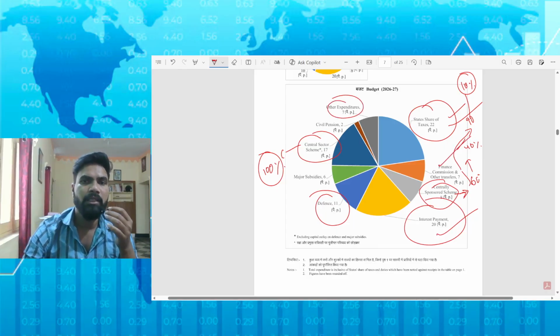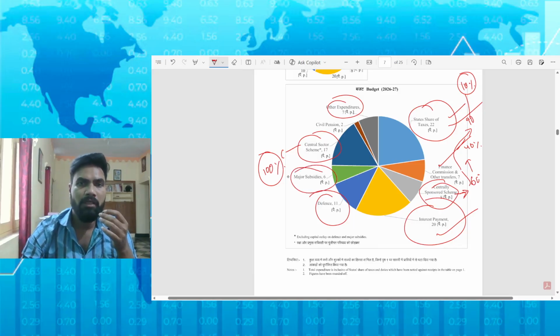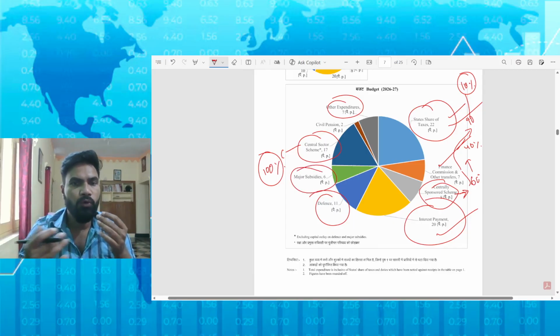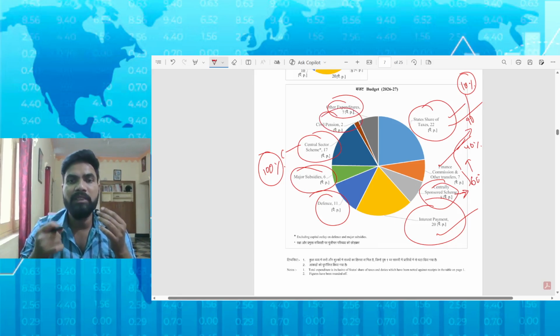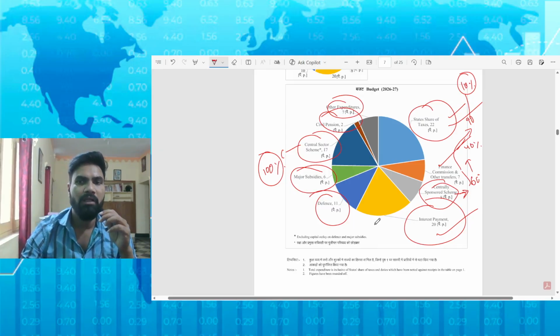Then the next biggest category is other expenditure, and finally major subsidies. Okay, government's subsidies towards food, fertilizer, electricity, tax concessions, etc. Then finally civil pensions. Okay, 2% of the central government's expenditure is going in the form of civil pensions. From that you remove the defense pensions.